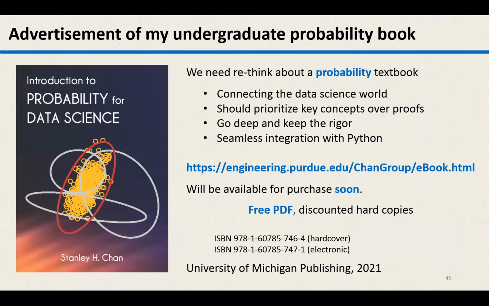And finally, I want to do a short advertisement of an undergraduate textbook that I've been writing. It is called Introduction to Probability for Data Science. It's a very new book. It's a brand new book on probability. It's also a free textbook. This is going to be delivered to students for free via PDF, and they can also get discounted hard copies through University of Michigan Publishing.